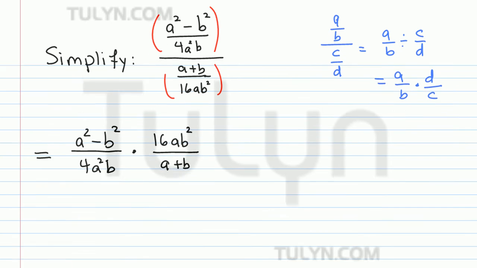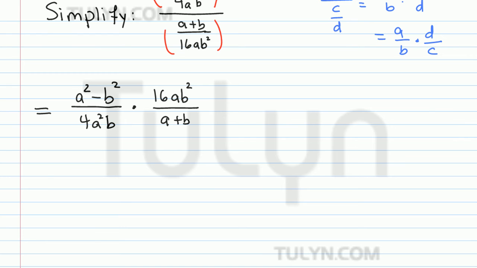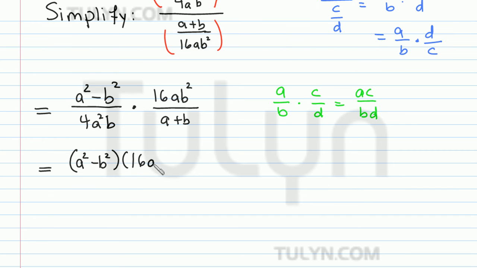So now this is multiplication, which is a lot easier to deal with. So the first thing we want to do is combine them, because remember, when we have two fractions and we're multiplying them together, the result is just the product of the numerators over the product of the denominators. And it turns out it's the exact same thing for rational expressions like these. So we have a squared minus b squared times 16ab squared over 4a squared b times a plus b.